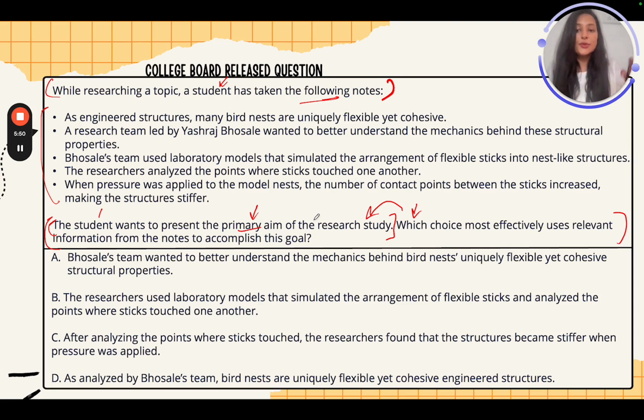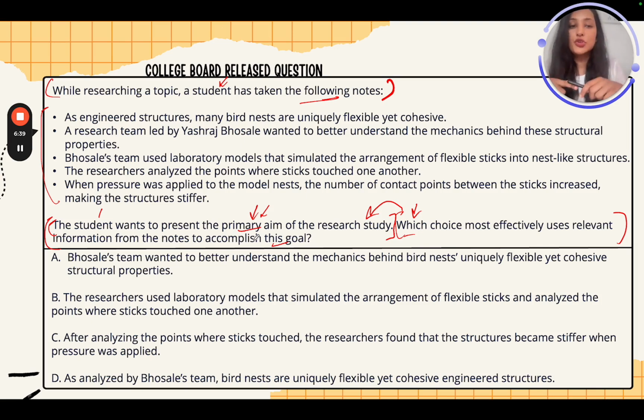Correct? Now, this will keep changing. In this case, it's about presenting the primary aim. Some other question will say that the student wants to present the finding of a study, or the student wants to introduce a particular topic. It can keep changing, right? The only thing that doesn't change in the question stem is the second part, which says, "Which choice most effectively uses relevant information from the notes to accomplish this goal?" Right? So this part of the question stem is simply telling me to refer to the notes and tell us how we can accomplish the goal that's been told to us in the first part of the question stem, right?